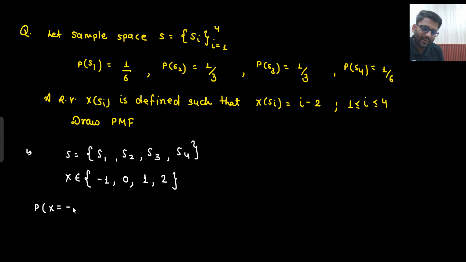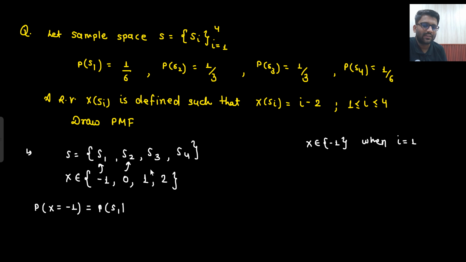That means what is the probability that your random variable x is taking value minus 1? So when will it take value minus 1? When i is equal to 1. Basically x equals minus 1 when i is equal to 1. That means this would be equal to the probability of S1. Are you able to understand this point? This minus 1 is associated with S1. The others are associated with S2, S3, S4.